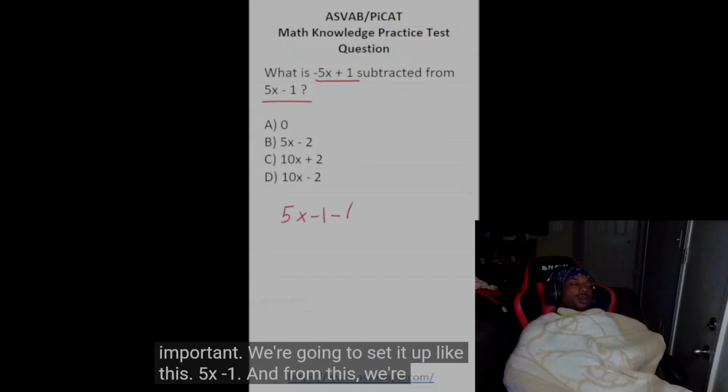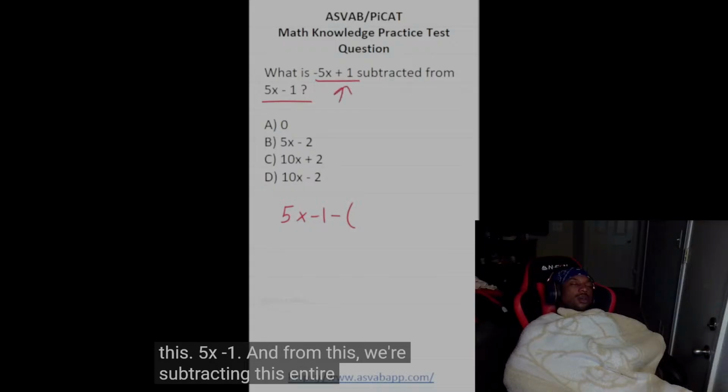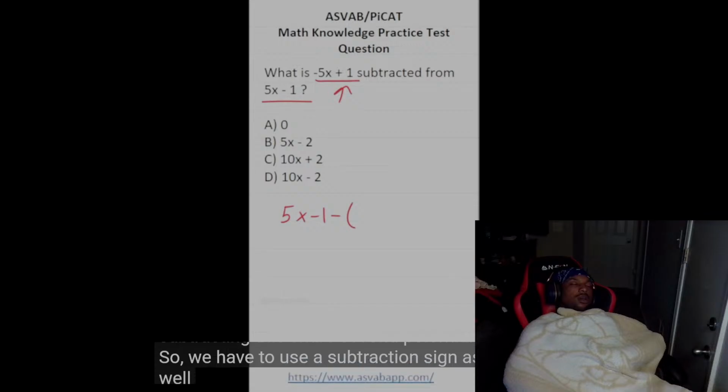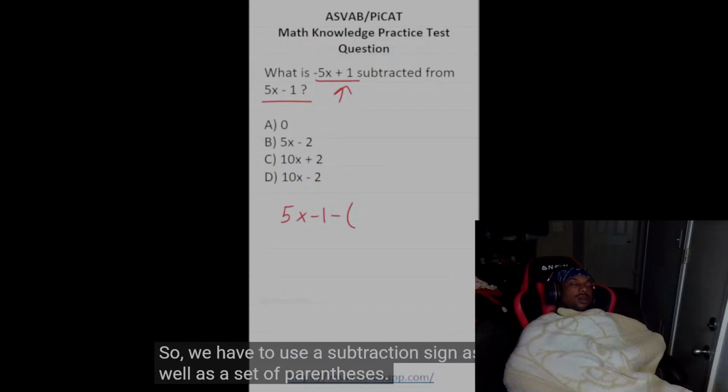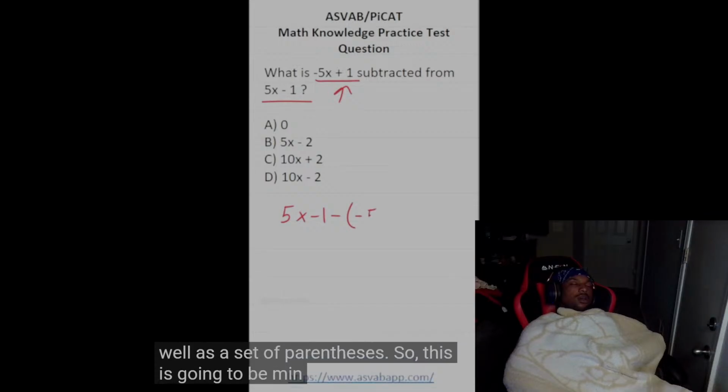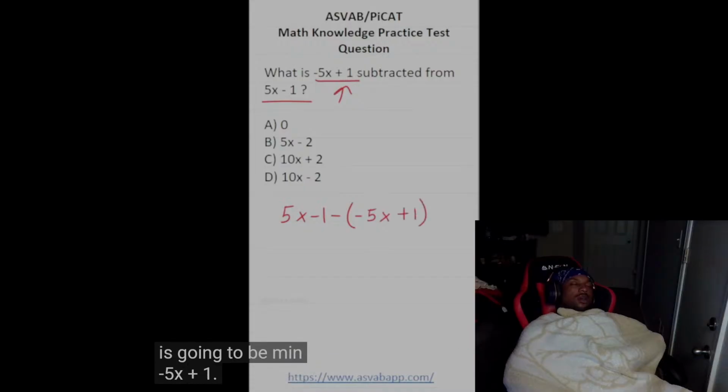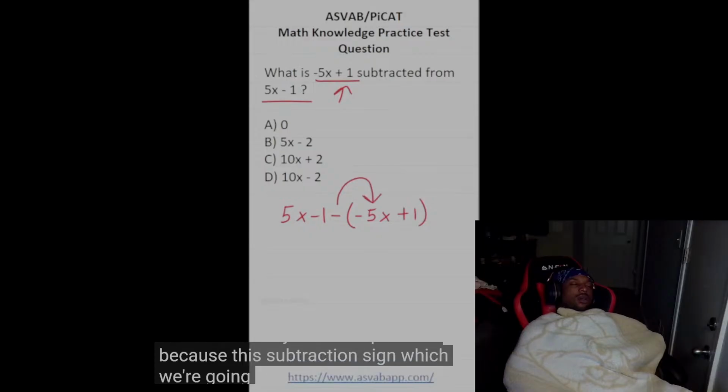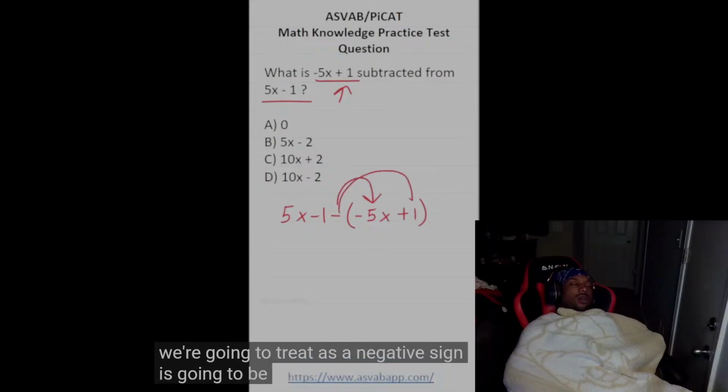And from this, we're subtracting this entire second polynomial. So we have to use a subtraction sign as well as a set of parentheses. So this is going to be minus negative 5x plus 1. And why is that important? Because this subtraction sign, which we're going to treat as a negative sign, is going to be distributed to both terms in this second polynomial.